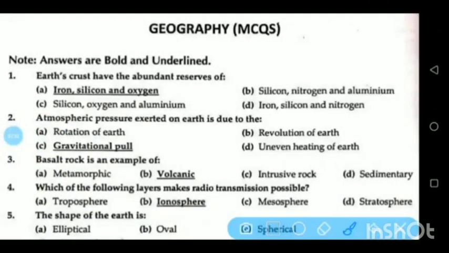Second chapter is geography. Earth's crust has abundant reserves of iron, silicon, and oxygen. Atmospheric pressure exerted on Earth is due to the gravitational pull. Basalt rock is an example of volcanic rock. Which of the following layers makes radio transmission possible? Ionosphere.